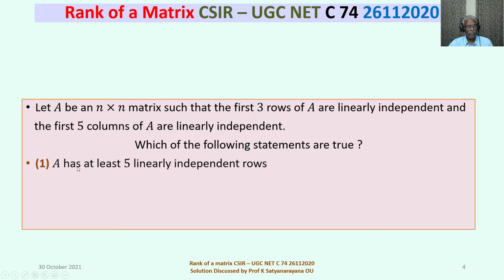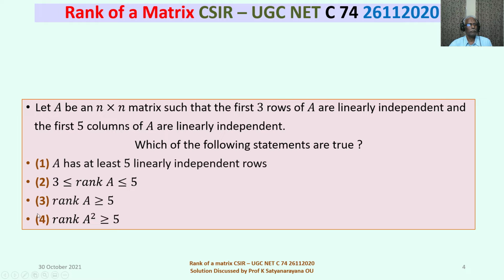Option 1. A has at least 5 linearly independent rows. Option 2. 3 is less than or equal to rank of A, which is less than or equal to 5. Option 3. Rank of A is greater than or equal to 5. Option 4. Rank of A square is greater than or equal to 5.